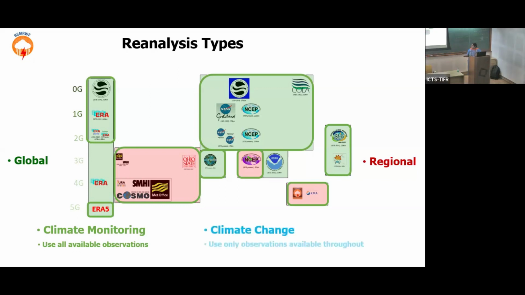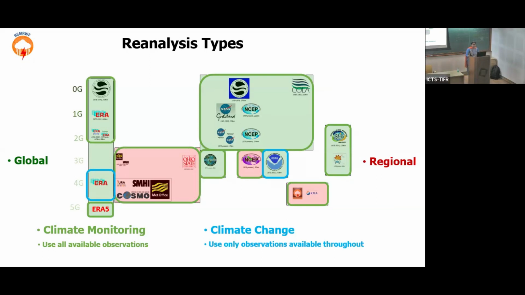So there is another type of reanalysis, that is climate change, for studying how much climate change is happening. For example, ERA-CLIM and the 20C reanalysis from NOAA are climate change reanalysis. Because in the climate change reanalysis, they use only the observations available throughout. For example, in the 20C reanalysis, they used only the surface pressure. They want to see only the change. It's not for climate monitoring.